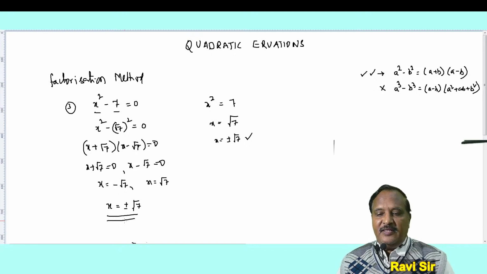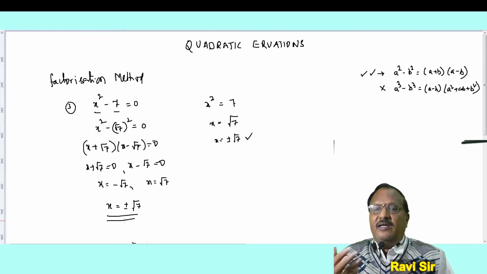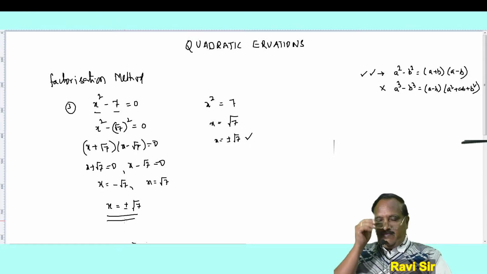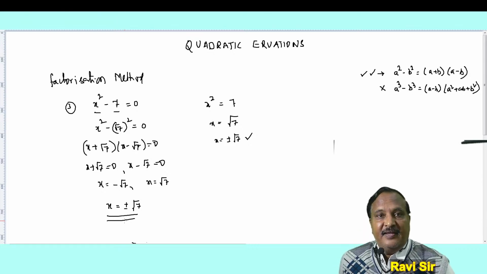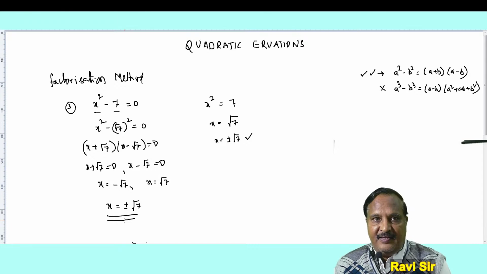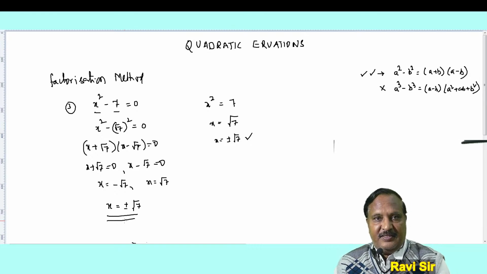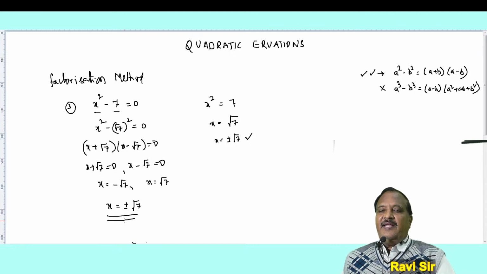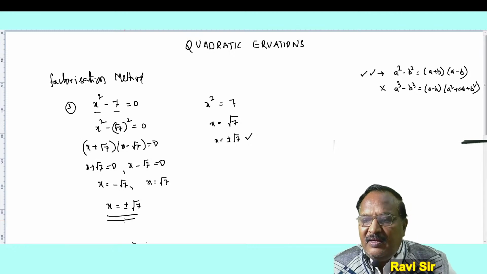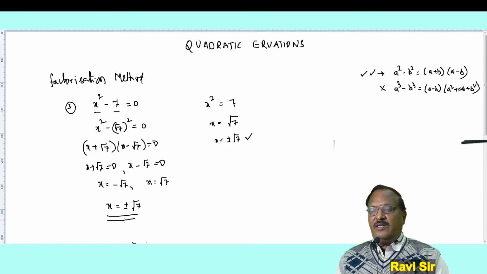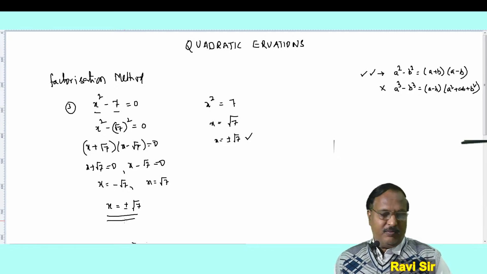So again here you talk about the nature of the roots. Are they real? Yes, they are real. Are they rational? No, they are irrational, because root 7 is irrational number. So here they are real numbers, but they are irrational numbers, not rational numbers. So they are not equal also. So this is what the third problem says.